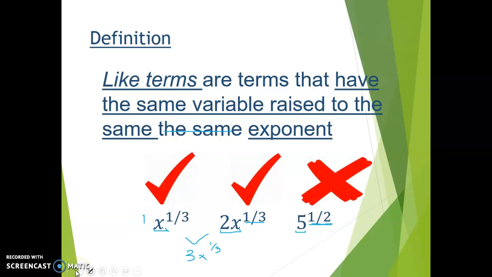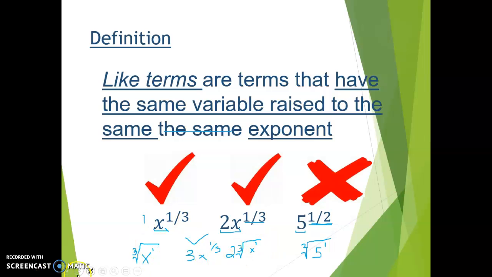Now, we know that fractional exponents can be written as radicals. So if you remember what we did previously, we changed this to a radical. So x to the 1/3 can be written like this: x to the first power with an index of 3. 2x to the 1/3 can also be written as a radical, as can 5 to the 1/2. 2x to the 1/3 would be written like this, x to the first power with an index of 3, multiplied by 2 on the outside, and 5 to the 1/2 would be written like this, 5 to the first power with an index of 2.